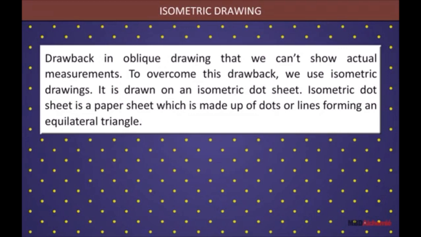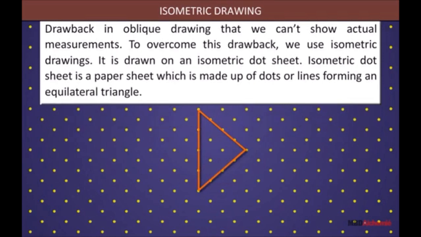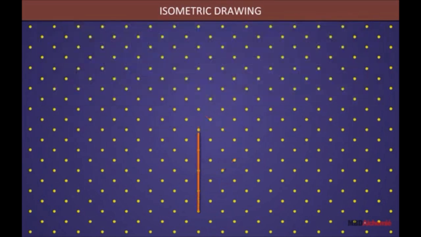Isometric dot sheet is a paper sheet which is made up of dots or lines forming an equilateral triangle. Firstly, draw a line segment AB of 5 units by joining 6 consecutive dots vertically. Next, we draw 2 parallel line segments AP and BQ, each of length 4 units, at points A and B on the same side of AB.